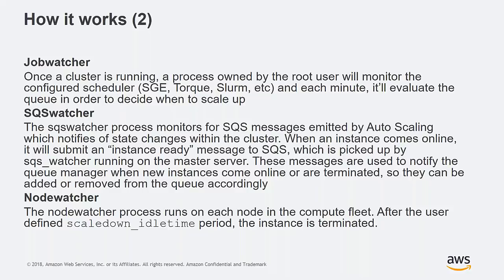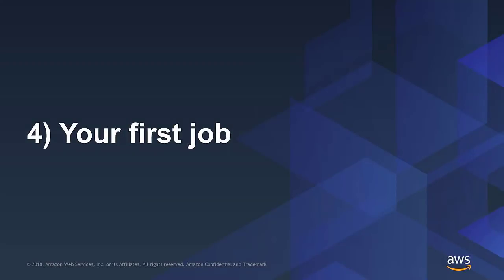And finally, we have the Node Watcher. The Node Watcher runs on each computing node, and basically it checks if there is a job running on that node. If there are no jobs running, after the user-defined scale-down idle time period, it will automatically terminate the instance. So with just these three processes, we control the behavior of parallel cluster. Okay, now let's have a look. Let's start our first job.